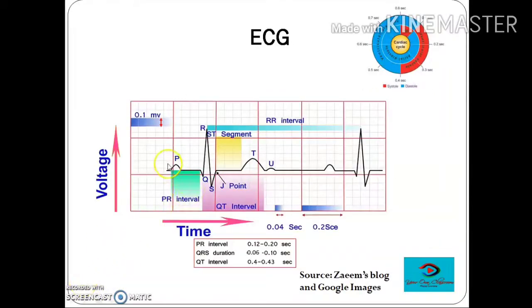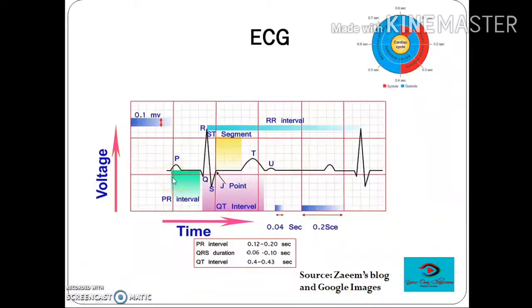So let's see how ECG waves look like, and there are three distinct ECG waves. As you can see, there is P, QRS wave, and a T wave. You can also find U here, but it is seldom seen. Like in NCERT, you won't find a U wave. I'll tell you why.